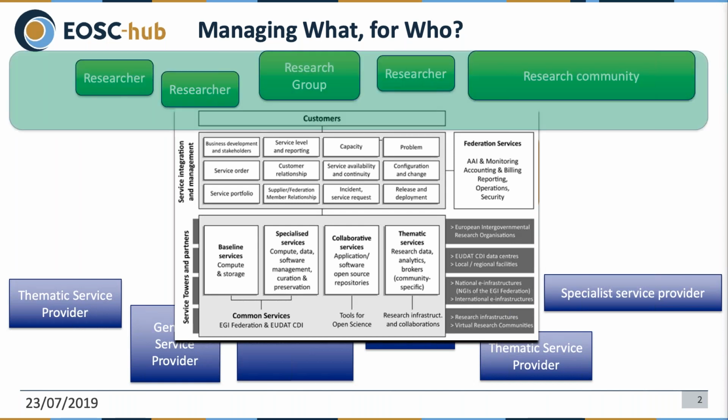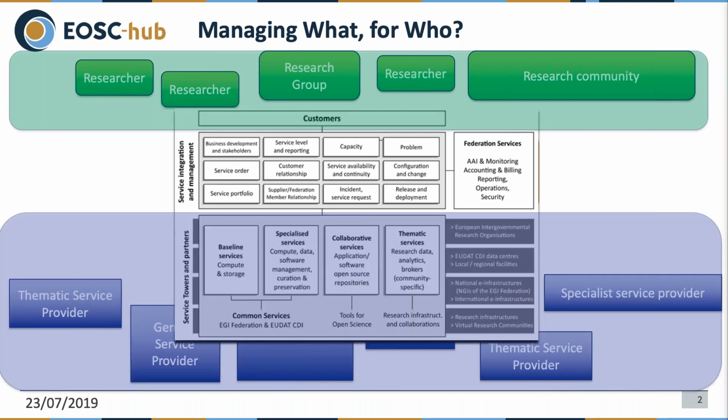It includes a customer domain at the top here. It just says customers, but we understand that there are many different kinds of customers. And then at the bottom, there are a whole load of different kinds of service. There are specialized services, baseline services, thematic services. Some are provided by the partners of the project, some aren't. And between the two, there is this hub concept.